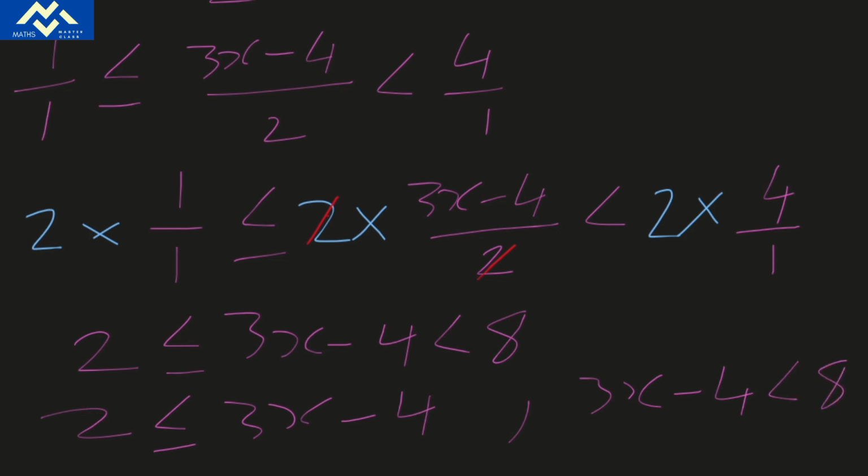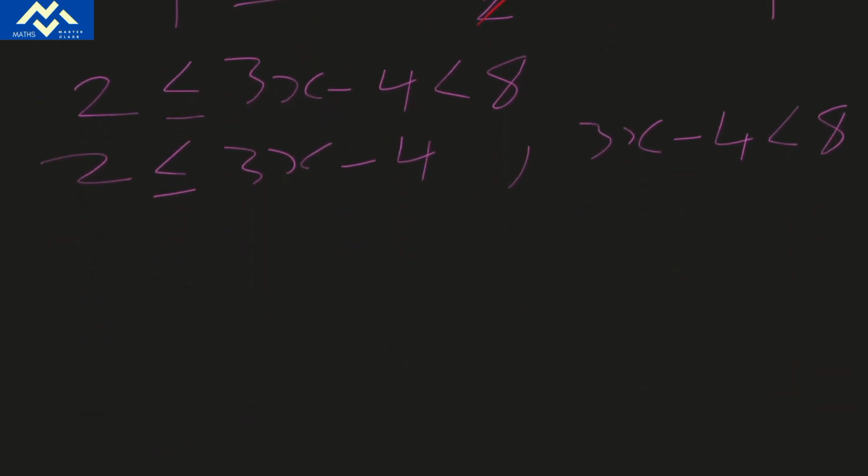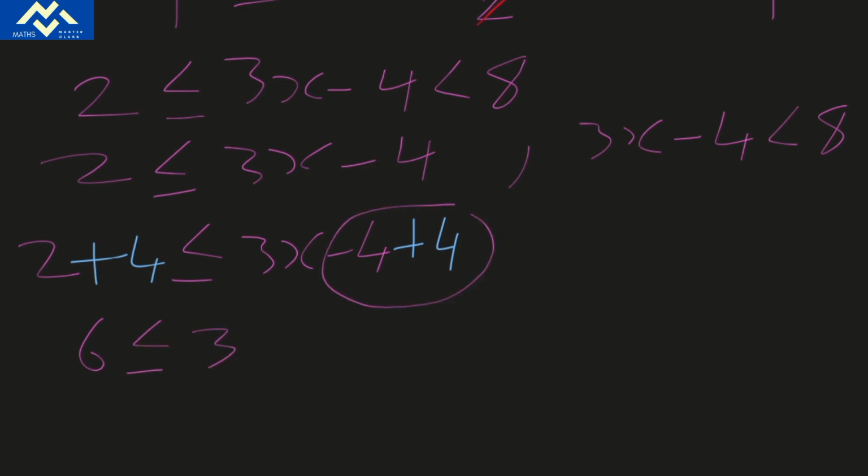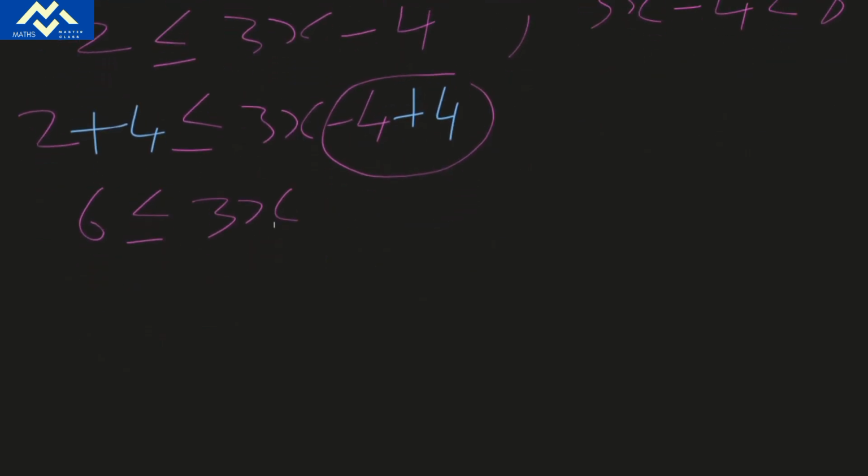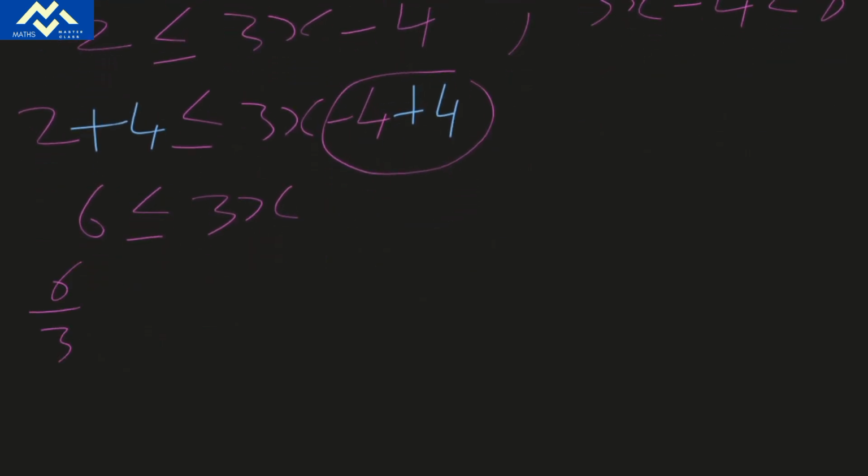Let's solve the first one. Add 4 to both sides. We get 6 less than or equal to 3x. Now divide both sides by 3. We have 2 less than or equal to x.